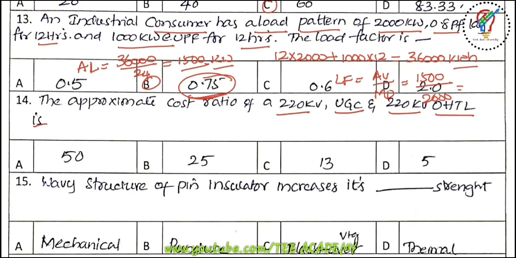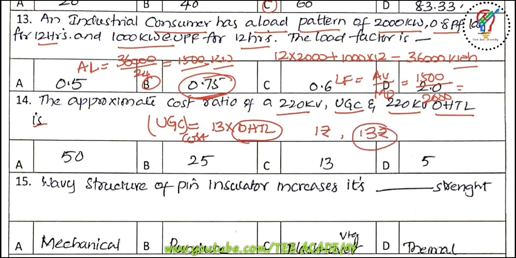Okay, now the approximate cost ratio of underground cable, that means if you are constructing underground cable, the cost will be equal to 13 to 15 times of overhead transmission line cost. Suppose if you are spending 1 rupee for overhead transmission line, then you have to spend 13 rupees for construction of underground cable for the same voltage rating. Okay, approximate value. So the answer for this question is C here.